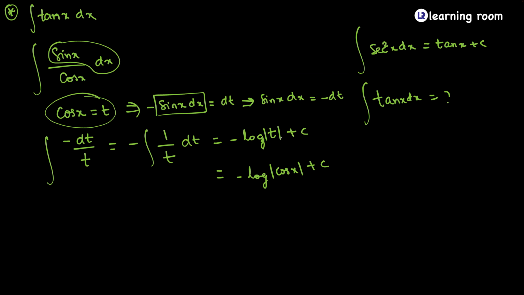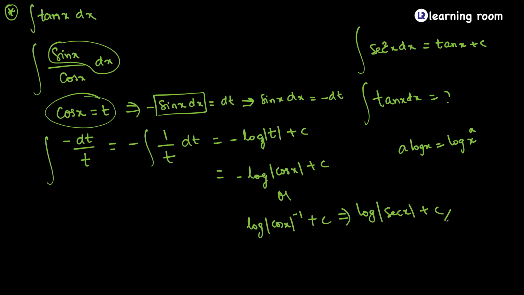There is another way to write this also. Or what you can do is you can write it as log of mod of cos x raised to the power minus 1, because we know that a log x is equal to log of x power a. You know this, right? So minus 1 will go as the power. The multiplication will go as the power. So plus c, which implies it is log of 1 by cos x. So 1 by cos x is going to be secant x. So the formula can either be log of mod secant x plus c or negative of log of cos x plus c. Both are accepted.